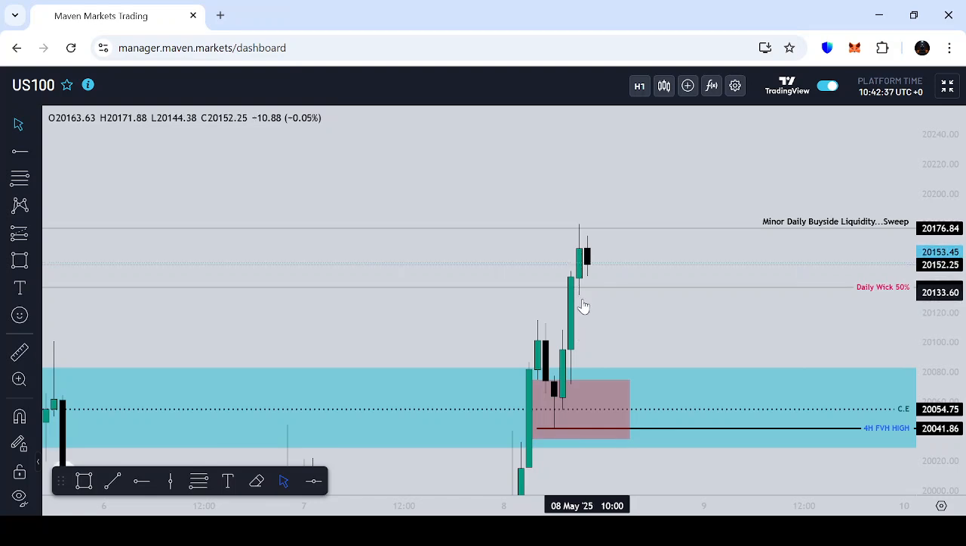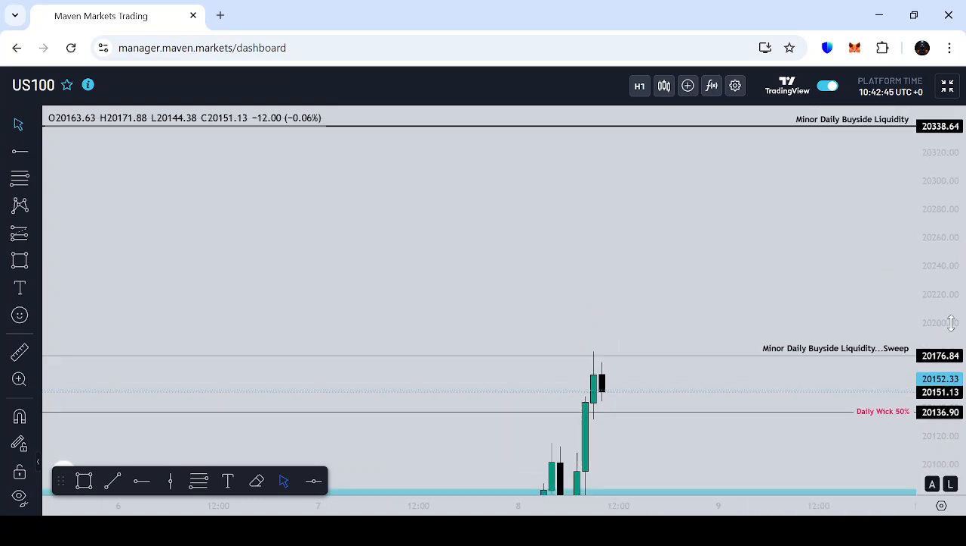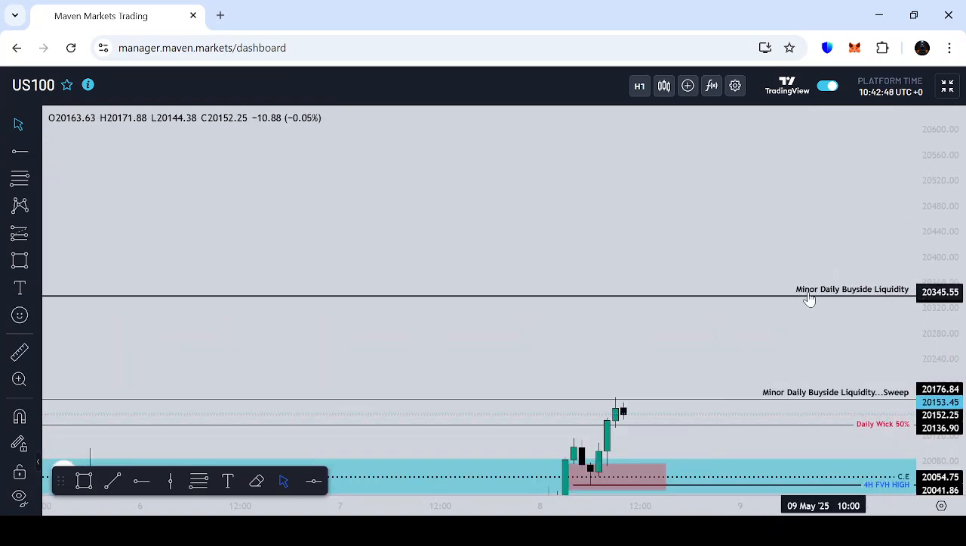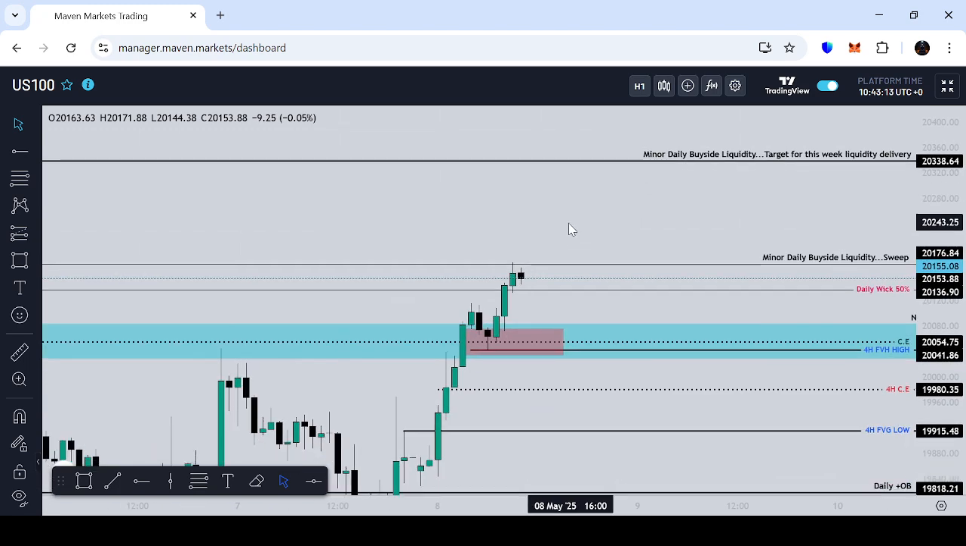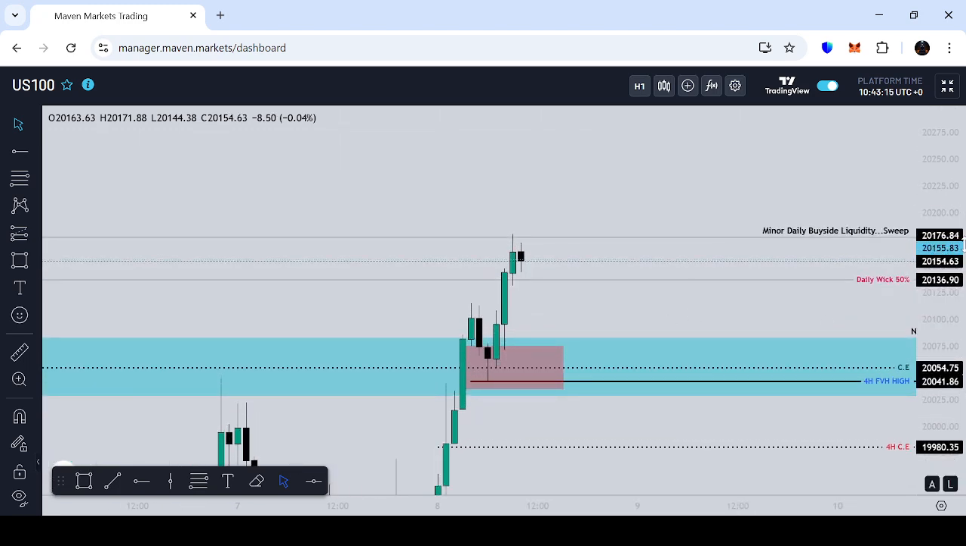So price coming back to it again, why it has created a fair value gap. It will only deliver inside this fair value gap, then target the high of this major daily buy side liquidity over here. This should be our target for this week. For this week, liquidity delivery above that.